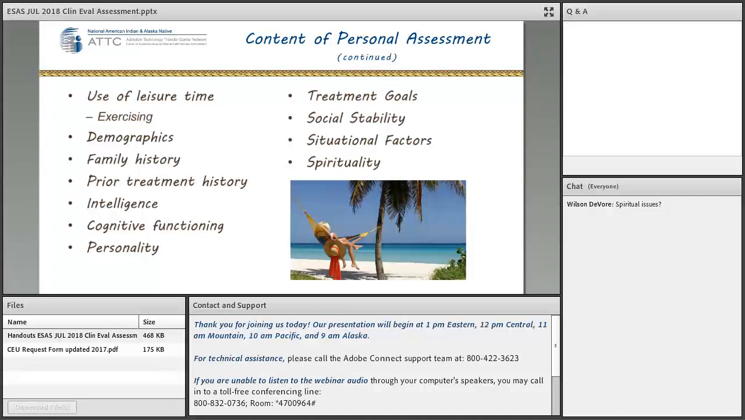Okay, contents of a personal assessment. Use of their leisure time. What are they doing? Are they exercising? Look at the demographics, what is going on within their family, where they come from, what the population size is, where they grew up. Look at their family history, prior treatment history, their intelligence, their cognitive function, their personality, their treatment goals, or if they have goals, social stability, situational factors, whether they right now are in between housing or in between work, their spirituality.